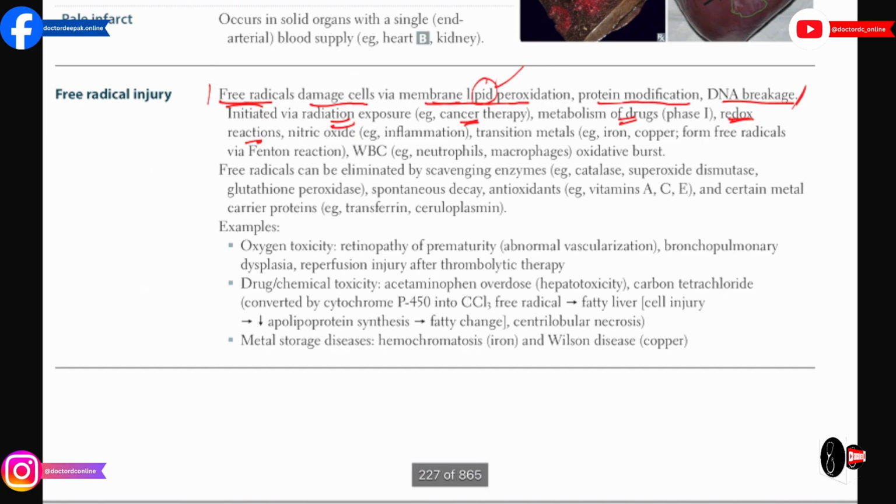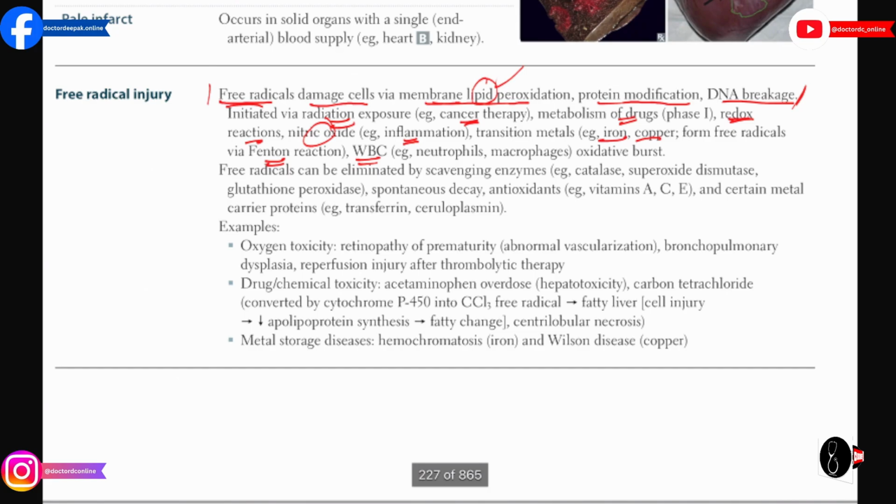Then we have the example of white blood cells. The white blood cells are also going to produce free radicals with the help of neutrophils, where reactive oxygen species are produced, and these reactive oxygen species are also examples of free radicals. So these are the mechanisms through which free radicals are produced.